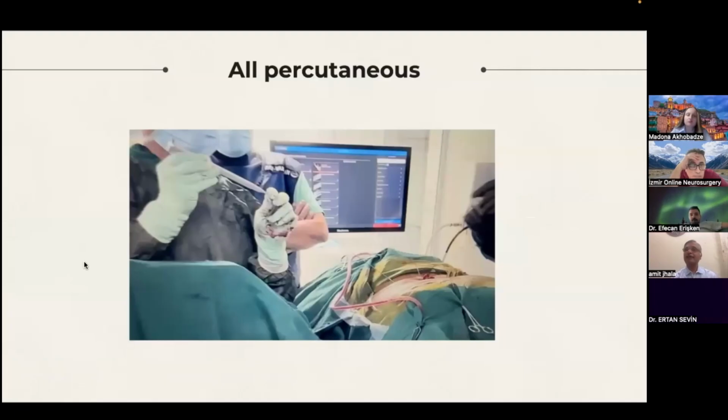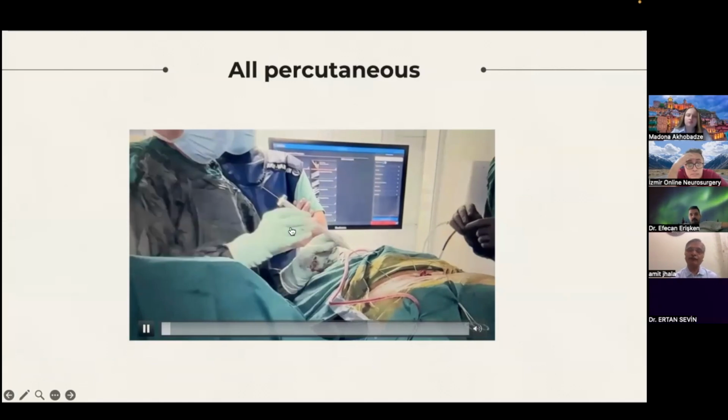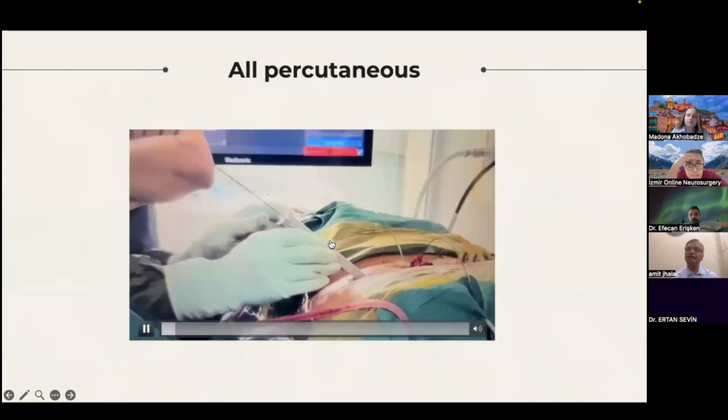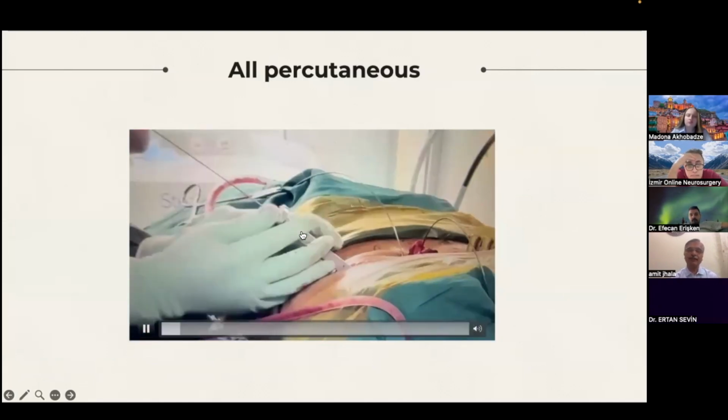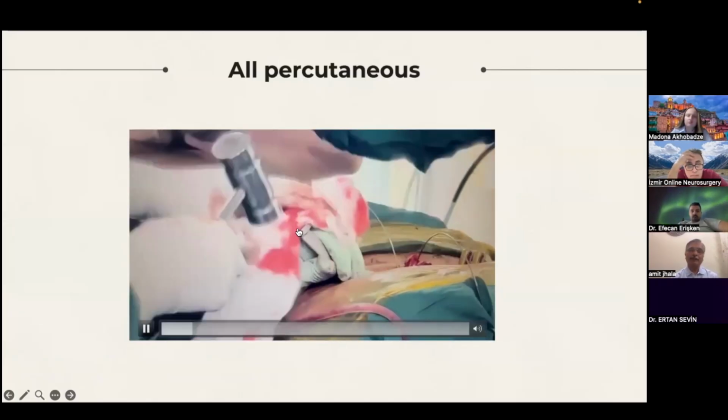The other way that we are doing the same procedure is putting in a fusion dilator. So after putting in the wire, this is a fusion dilator which goes inside. So it's a half cannula. You remove the wire.